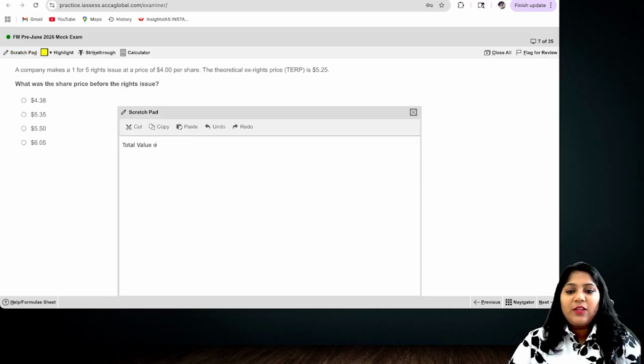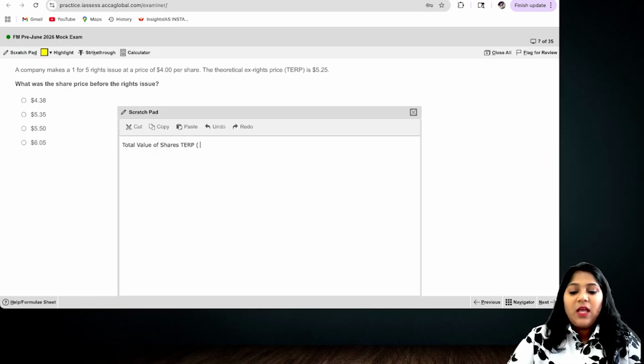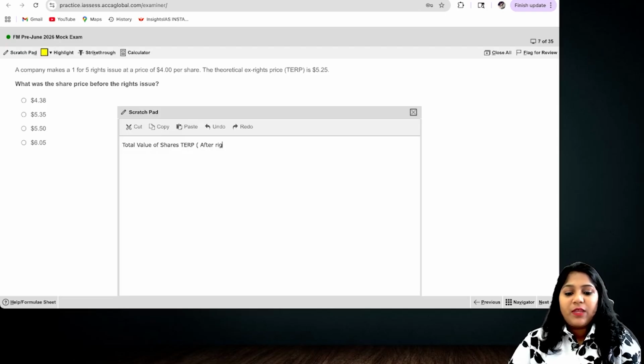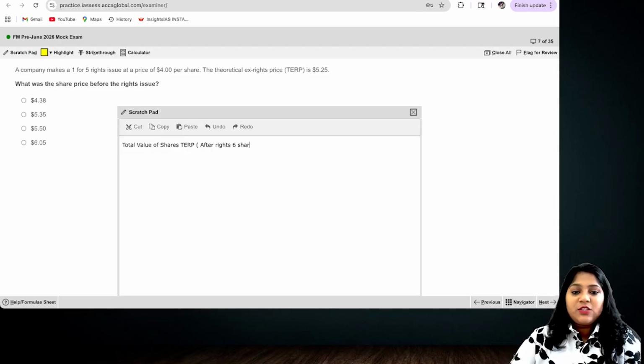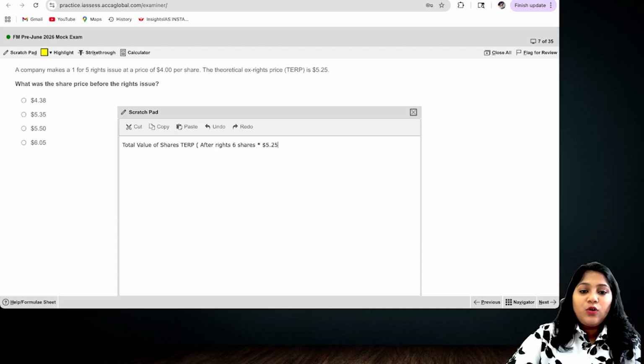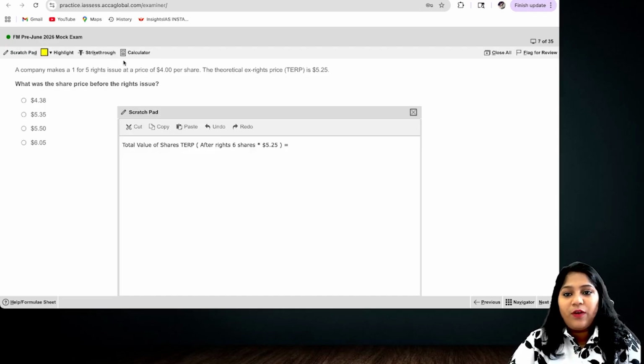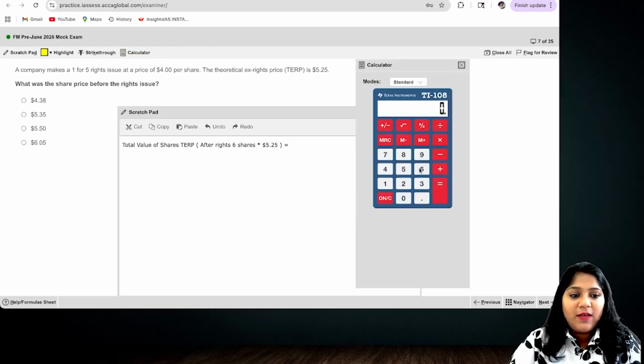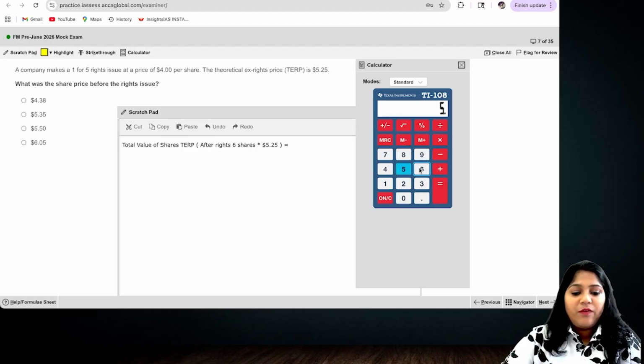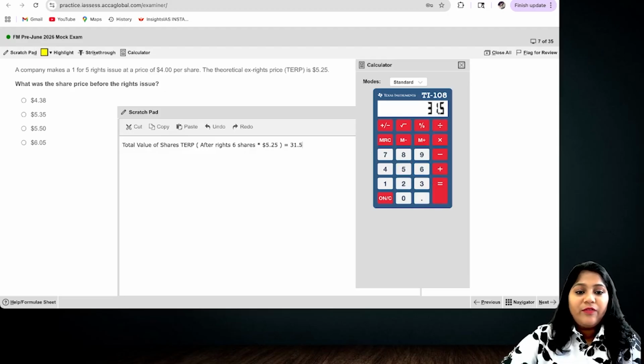What is the total value of shares? They have given TERP, the theoretical ex-rights price. After rights, we have 6 shares, and each share has a TERP price of 5.25. Correct? Take your calculator: the total value, 6 multiplied by 5.25, is your TERP. So overall we have 31.5 as the value.